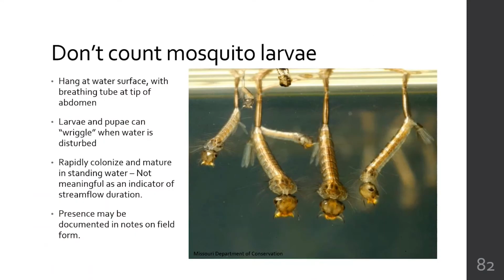If the aquatic organisms you're observing are mosquito larvae, you don't want to count them. They're easy to recognize because they usually hang out at the surface of the water with a breathing tube that sticks up to the surface, and they have a very distinctive wriggle when you disturb the water. They're so quick at colonizing standing water that their presence isn't really indicative of the duration of that water. You can document their presence, but you don't count them in your tally.